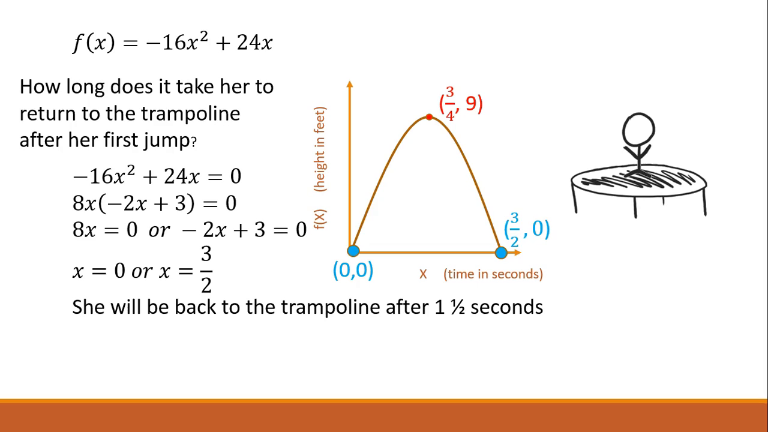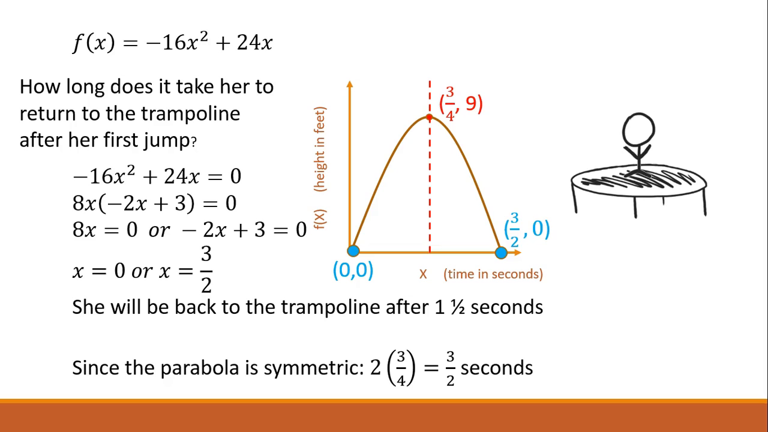Because this is a parabola, there is one other way we could have found this answer, and that is by recognizing that a parabola is symmetric, and we already know where the vertex of this parabola is. So, since it's symmetric, and we know that the vertex, the halfway point in her jump, happens after 3/4 of a second, we also know that she's going to land back on the trampoline at twice that 3/4 of a second. So, that's 3/2 of a second, which is still 1.5 seconds.